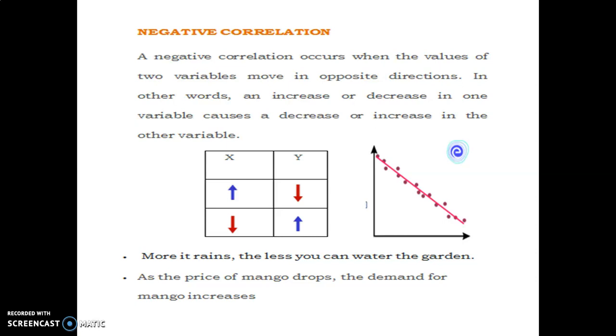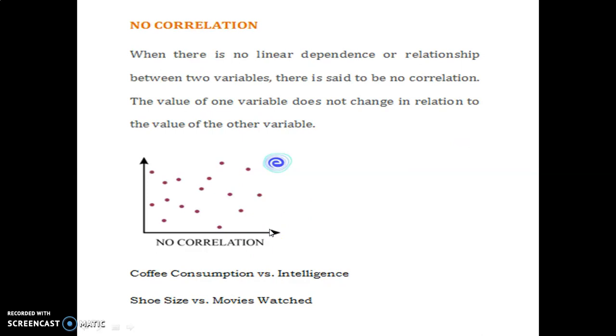That is, increase in one variable, then there is decrease in the other variable. Second example, decrease in x variable, increase in y variable. So, they move in the opposite direction. So, these two variables are negatively correlated. The third one is no correlation.